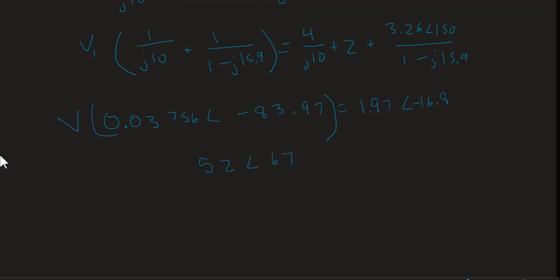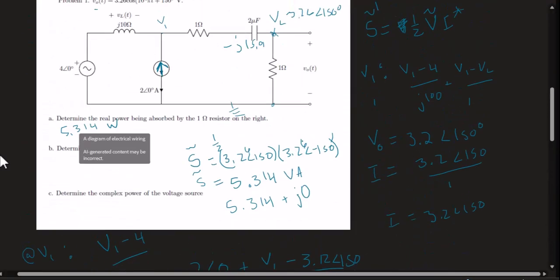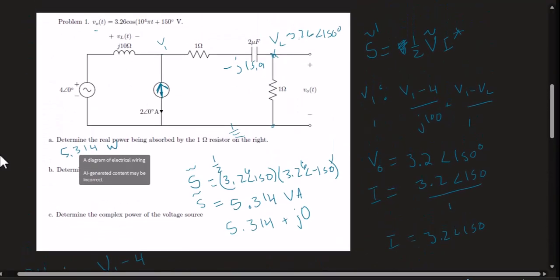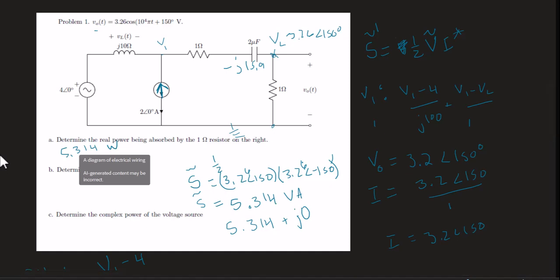Now, that is not the answer to the question because the question asked for VL. We found V1. How is that not VL? Because my ground is here. So right here is 4. So VL is 4 minus V1.